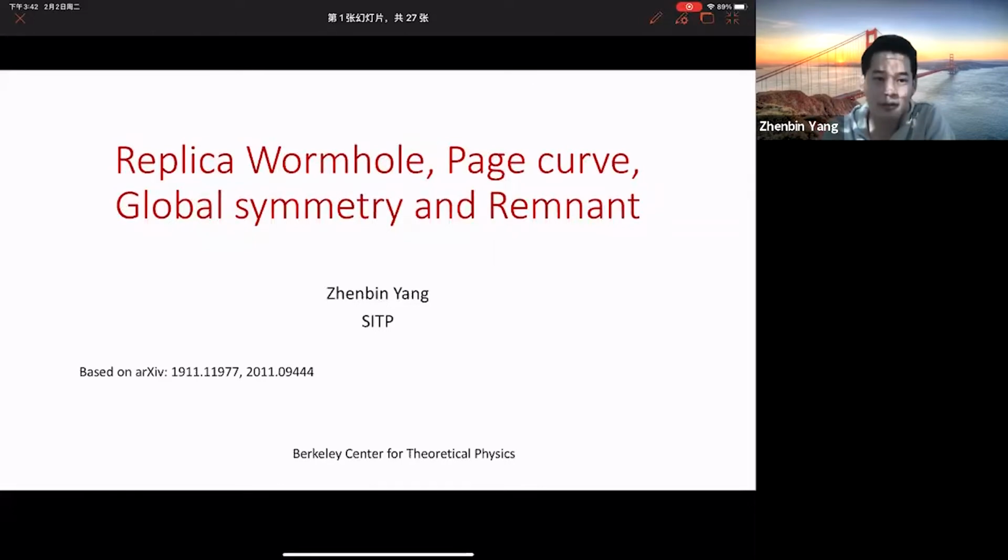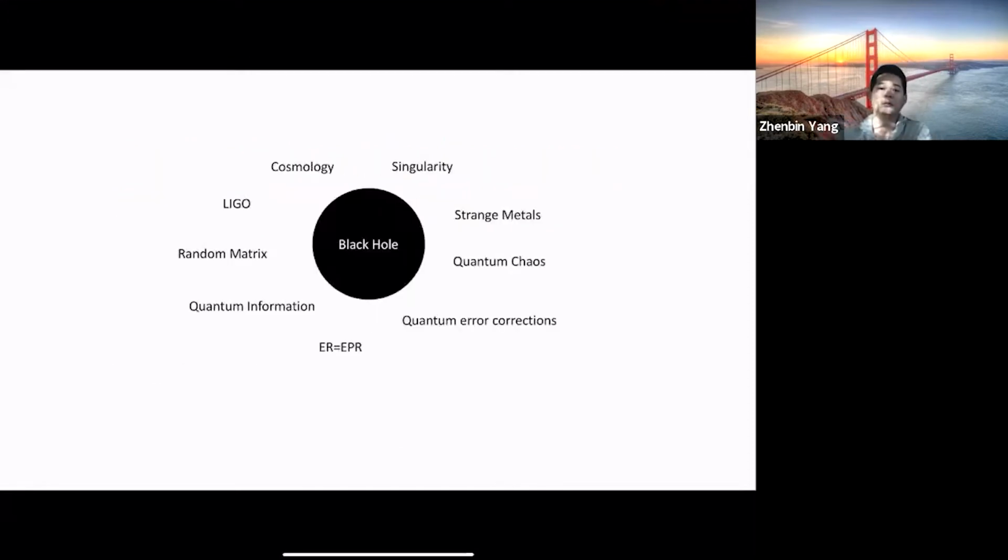Today I'm going to talk about replica wormhole and its connection to Page curve, global symmetry, and remnants. Since the discovery of black holes, black holes have been a very important playground for testing ideas about quantum gravity. Understanding black holes can perhaps help us understand our own universe, about cosmology, and also the singularity of black holes. And in recent years, there has been a lot of development in understanding black holes.